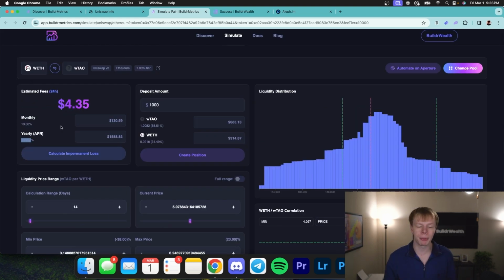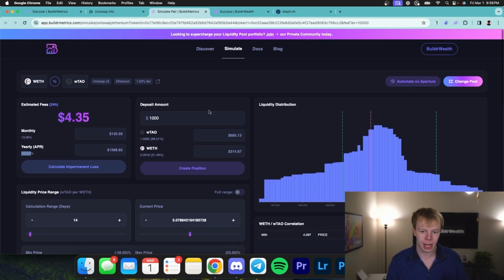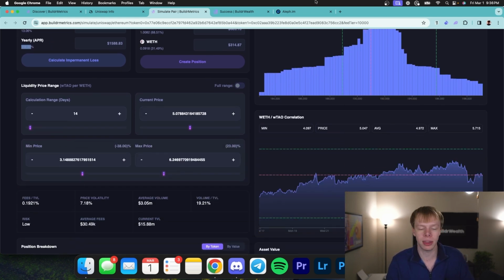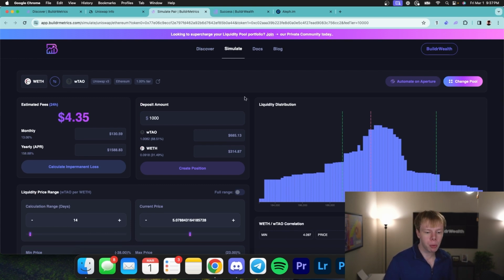So realistically, we hop in this pool, we're getting about 155% APR. I'm personally happy with that. I think Tau's a very good asset to hold long-term. This is one of the pools I'm considering. And personally, I would have already hopped into this pool, but the thing is, it is on the Ethereum network.